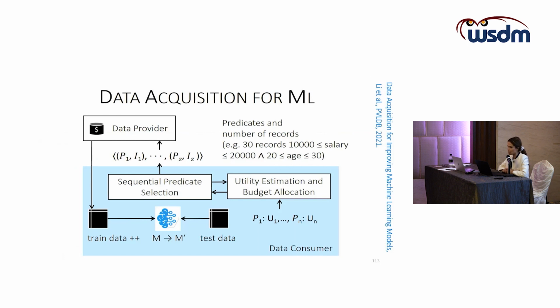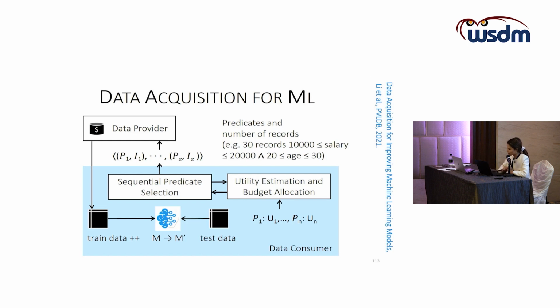At the beginning, the algorithm allocates some budget and uses that budget to estimate the distribution of the data of the data provider. Here the goal is to come up with a sequence of predicate queries to obtain the data. For example, the predicate query could be to return 30 records of employees within a certain age and certain salary. So what we want is to come up with a sequence of these filtering predicates. And at the beginning, the algorithm allocates some budget to estimate the value or utility of each of these predicates.